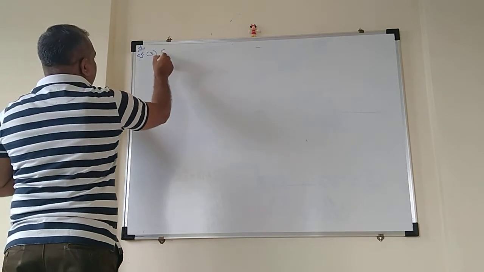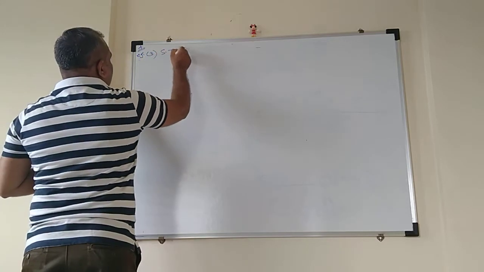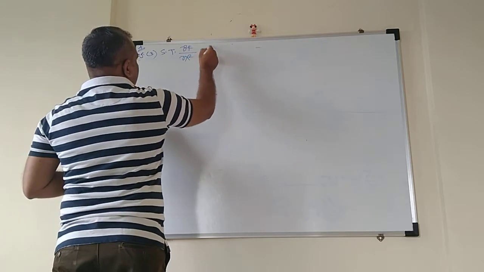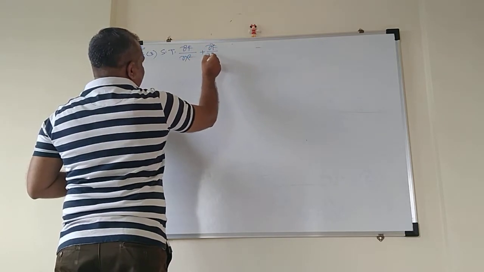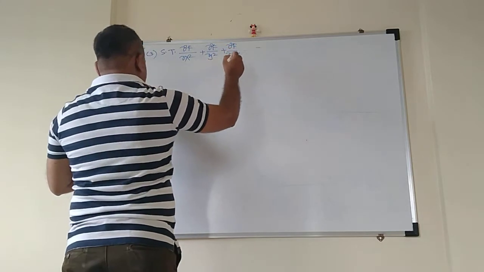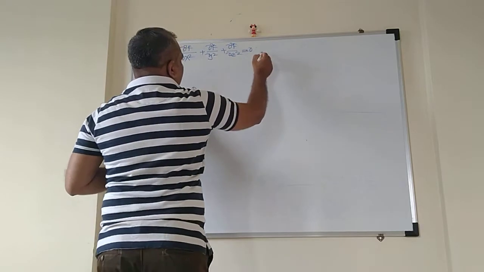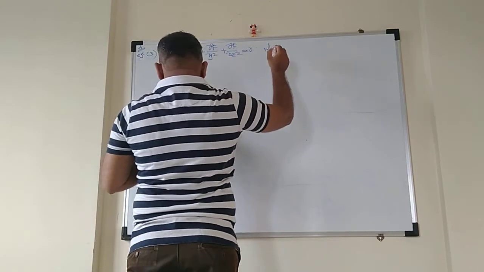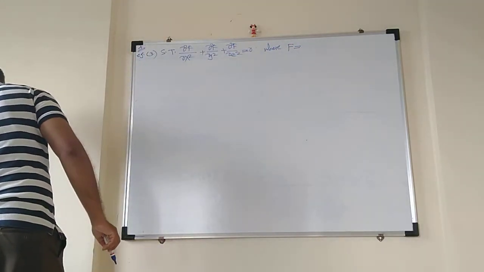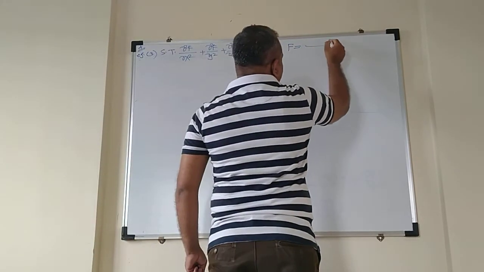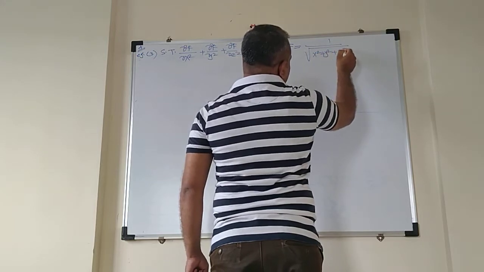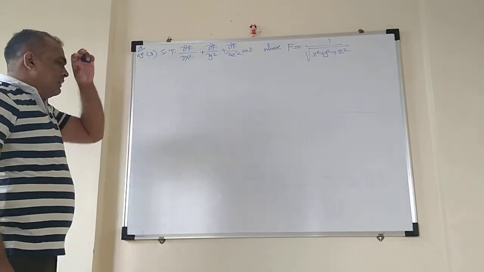So show that dou 2f by dou x square plus dou 2f by dou y square plus dou 2f by dou z square is equal to 0, where your given function f is equal to 1 upon square root of x square plus y square plus z square. This is your function, isn't it?